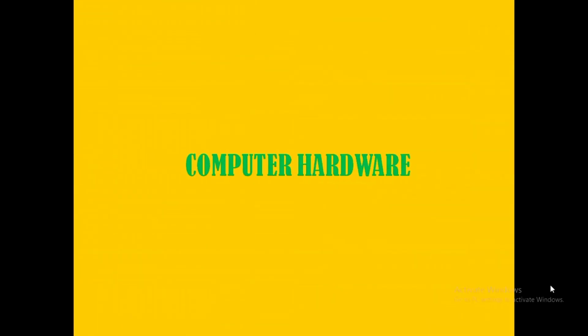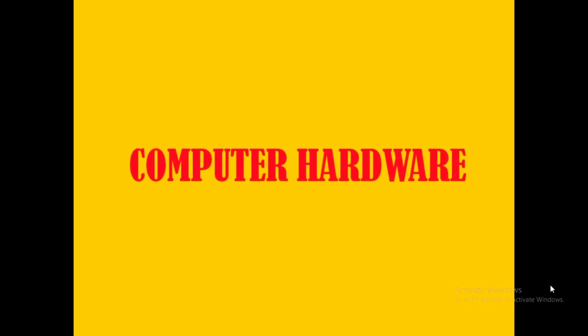Okay students, today we will study computer hardware. Before starting the chapter, I want to tell you that hardware are the parts of the computer which we can see as well as touch. The monitor, the keyboard, the CPU, the mouse, all these things we can see as well as touch. Those are the computer hardware.